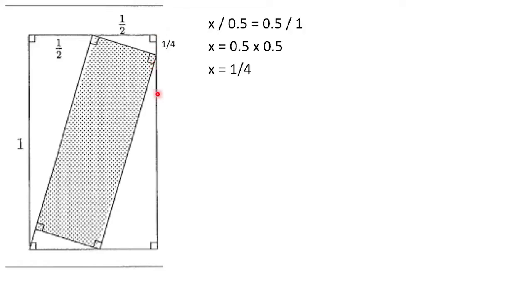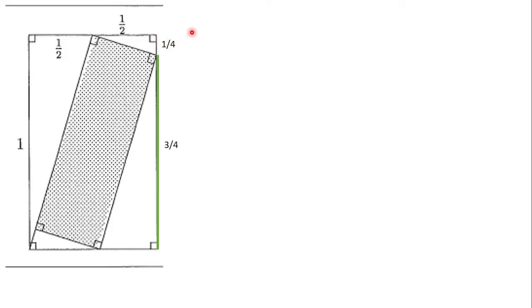Now we can solve for this length. So this whole length is 1, so this is just 1 minus a quarter, so 3/4. Now we can solve for this length using similar triangles again. So we have x on a half equals 3/4 on 1, and if we solve this we get 3 on 8.